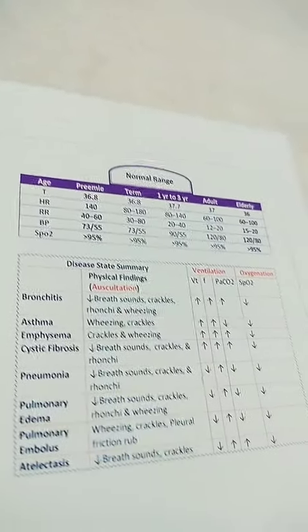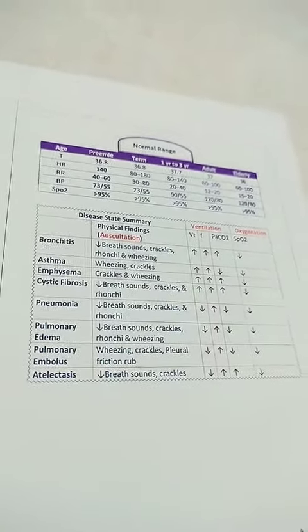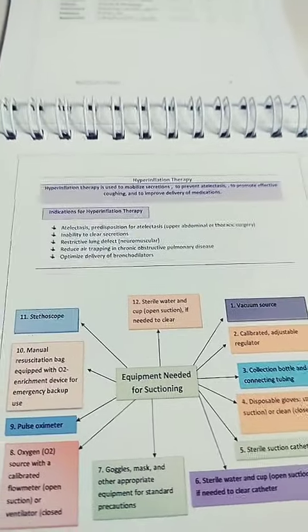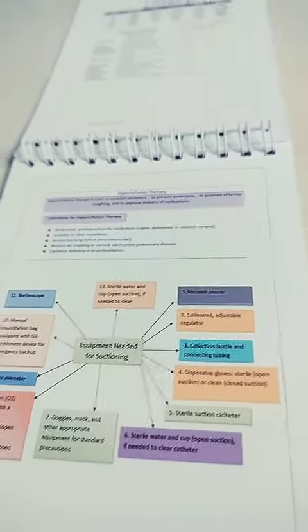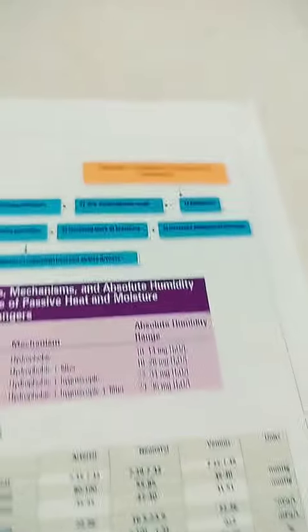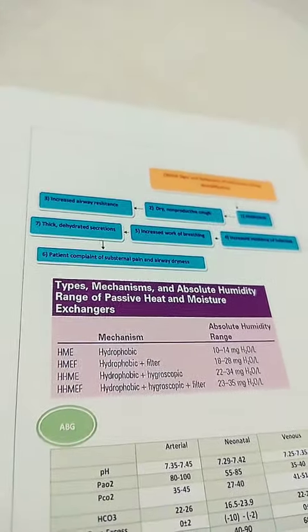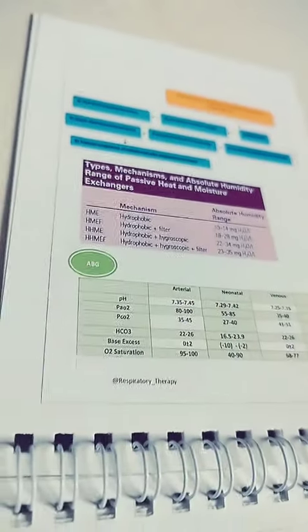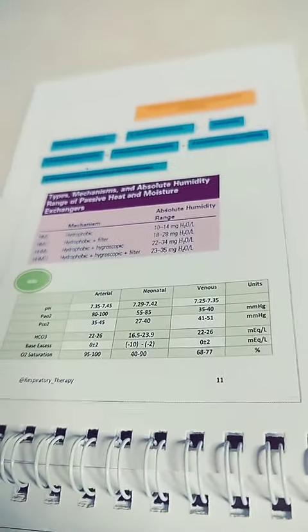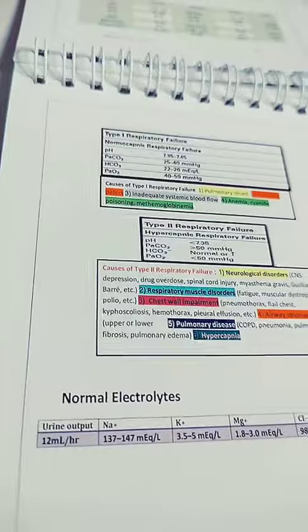On page 9, normal range for elderly adult, pediatric, and neonatal, temperature, heart rate, respiratory rate, blood pressure, and SpO2 and disease state summary. On page 10, hyperinflation therapy and the equipment needed for suctioning. On page 11, clinical signs and symptoms of inadequate airway humidification, types of HME, and the normal ABG range, arterial and venous for adult and neonate.